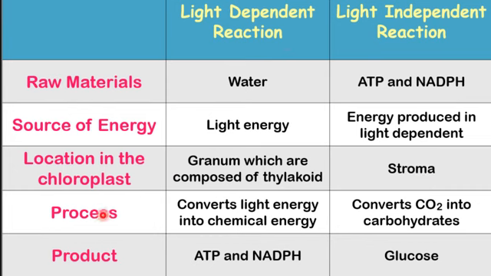The light-dependent reaction is the process wherein light energy is converted into chemical energy. On the other hand, the light-independent reaction is the process wherein carbon dioxide will be converted into carbohydrates. The products of the light-dependent reaction are ATP and NADPH, while the light-independent reaction will yield glucose.